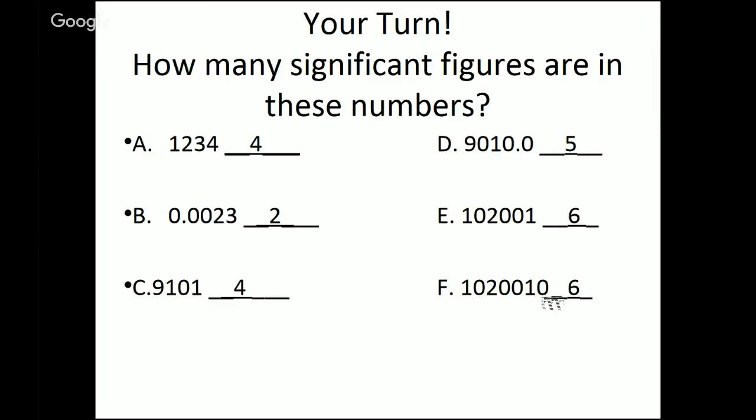And F, here we have a 0 on the end of a number, so it's a trailing 0, and there is no decimal point involved in that number. So we can really only say that the first 6 digits are significant, and that 0 on the end we would call indeterminate. We could say there's at least 6 sig figs there.